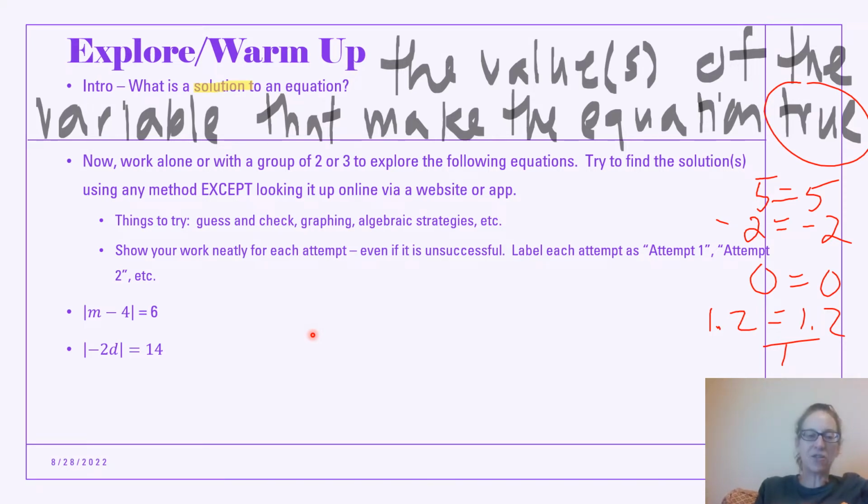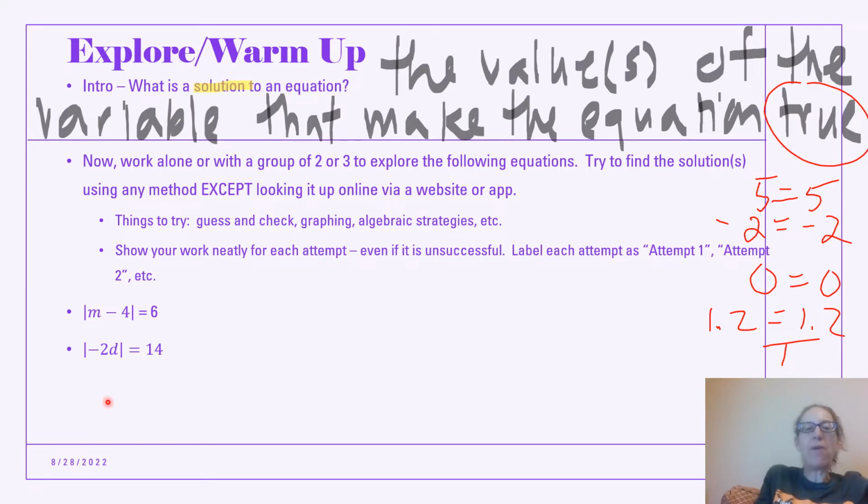You might try guess and check. So pick a number and see if it works. Then pick another number and see if you're closer or further from it working, and then see if you can home in on a particular solution.